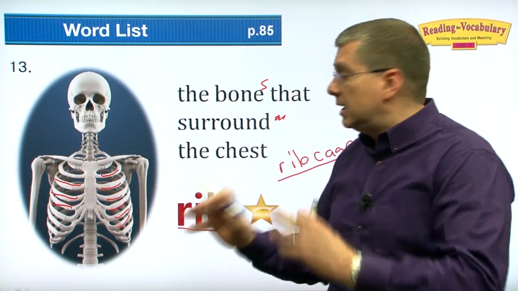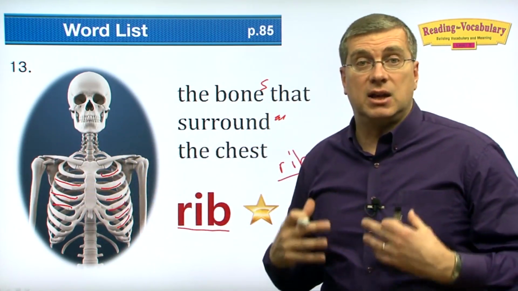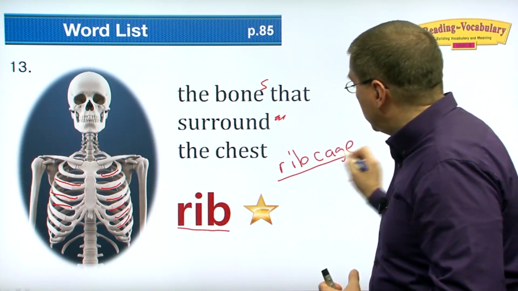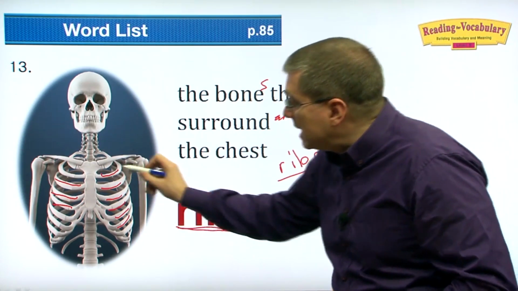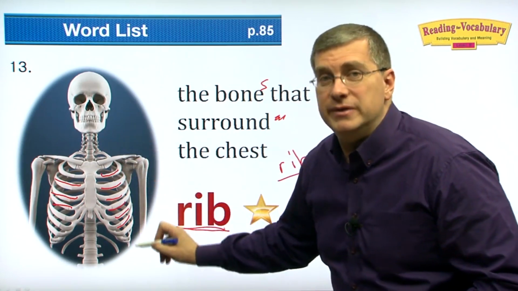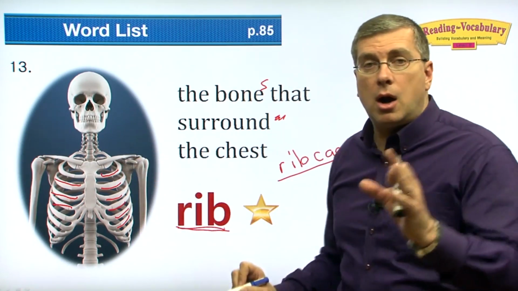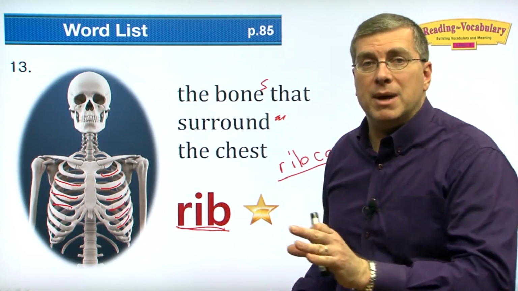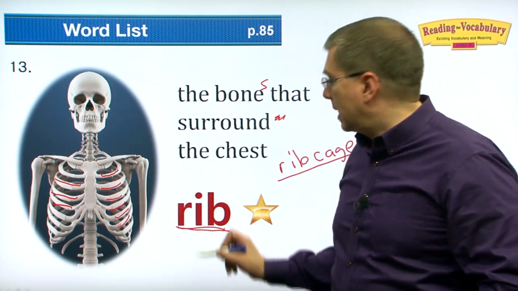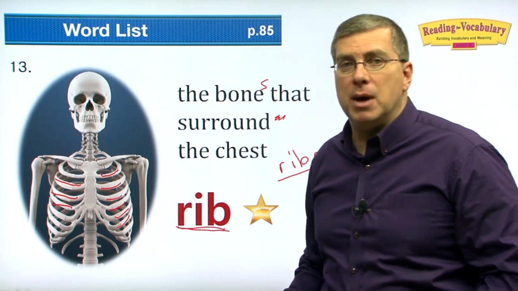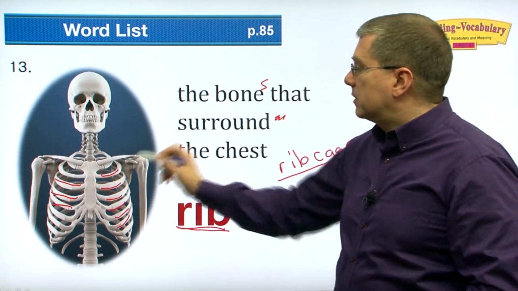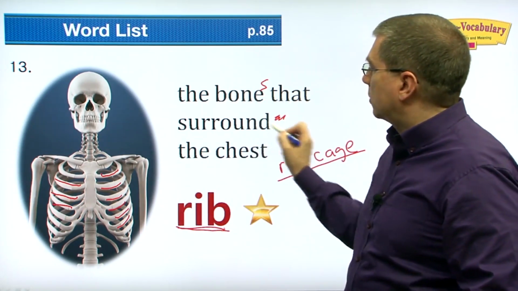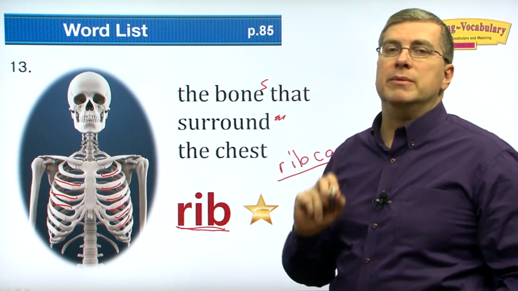It's like a cage that protects the inside of your body, right? We call it a rib cage, and it's made up of the individual ribs. There are many ribs, okay? So rib, R, I, B, rib. We got the I between the R and the B. So these are called ribs, the bones that surround the chest, ribs, okay.